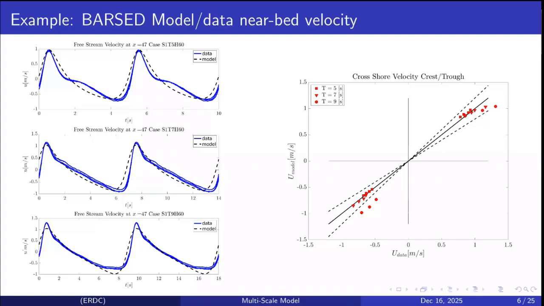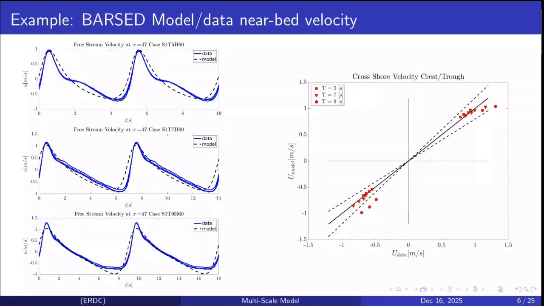So I'm using these BARSED experiments that were done a couple years ago by Ryan Mieras as a way of checking not only the wave part, but also the sediment part. So these are two cases where we have wave periods of 5, 7, and 9 seconds. And we do predictions of what the wave height is. And then from that, we estimate what the wave form is. The data is shown here, solid blue lines. And the predictions of the model with skewness and asymmetry are shown as the dashed black line.